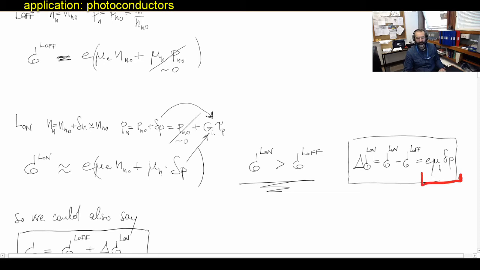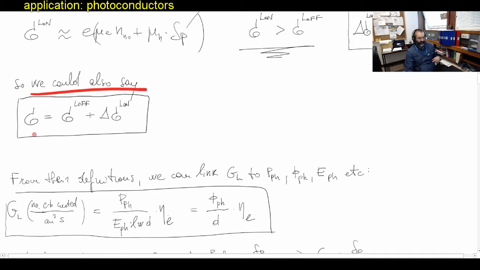And this is interesting because, as you can see, the delta sigma is related to delta P, and delta P is directly related to the photons that are hitting the semiconductor. So we start to see that just by using a piece of semiconductor as a light sensitive device, the quantity that is directly related to the photon flux is effectively delta sigma. And to further emphasize this, sigma in general of this piece of semiconductor could be written as the sigma when this is off plus delta sigma if there is light on.